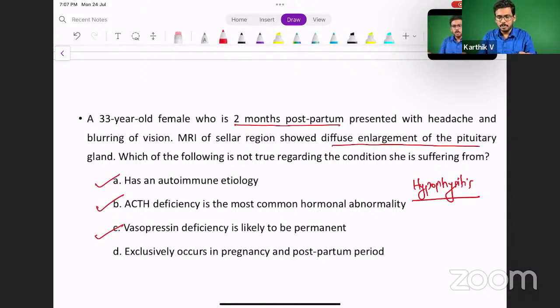And the fourth option, it is exclusively occurring in pregnancy and postpartum period. That is the wrong statement. Even though the classical scenario is linked with a woman in the third trimester or in the first 3 months postpartum, only 2/3 of all the cases of lymphocytic hypophysitis are reported in the pregnancy or postpartum period. The remaining 1/3, even though it has a predilection to females, may occur outside the setting of pregnancy and postpartum period. So the answer for the question is option D.